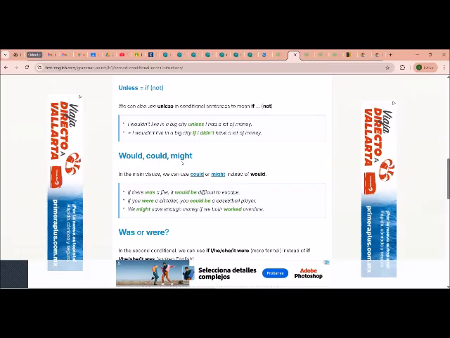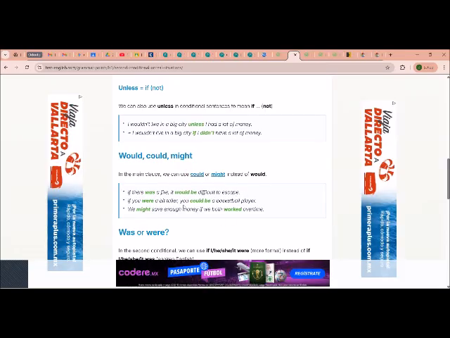What's the goal here? If I'm using would or could or might, I'm talking about how likely this would be the result of my dream. If there was a fire, it would be difficult to escape. If you were a bit taller, you could be a basketball player. You might save enough money if we both worked overtime.